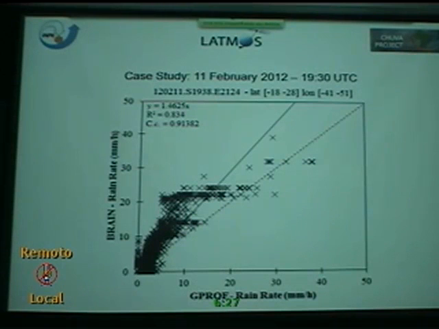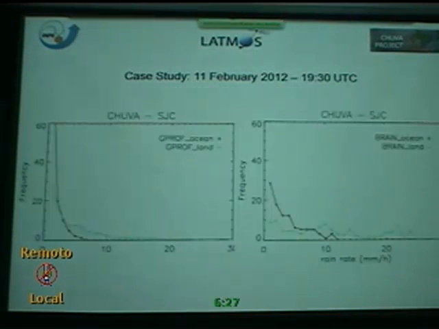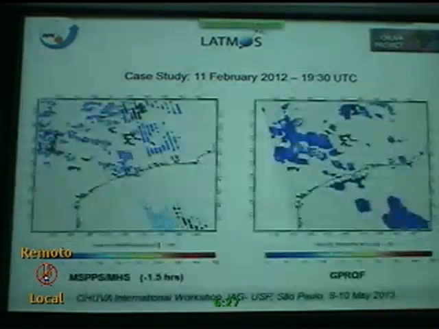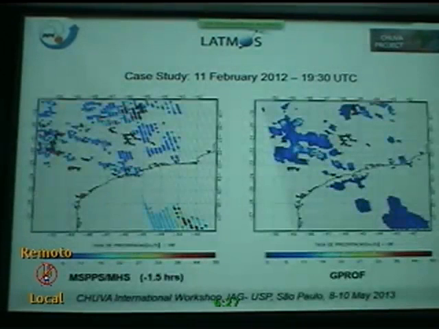We need to figure out what's happening with this, because in the case of GPROF we have pretty nice histograms, but in the case of rain over land, this histogram doesn't look like a rainfall histogram. So we need to look at this, and this is also other information we are looking at, because of course the basic idea is to put everything together, or most of the information we have.